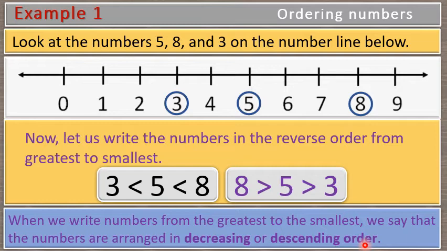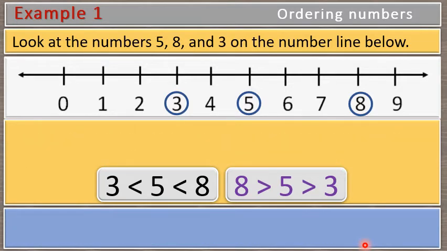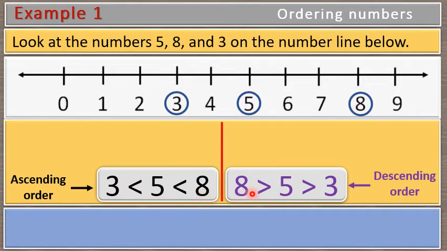So this is how we should arrange the given numbers in ascending order and in descending order. So what we have done in this example now, we had arranged these given numbers 5, 8 and 3 in ascending order, and we also arranged the given numbers in descending order. In ascending order, the smallest number will be first and the largest number will be last. And in descending order, largest number will be first and the smallest number will be last.